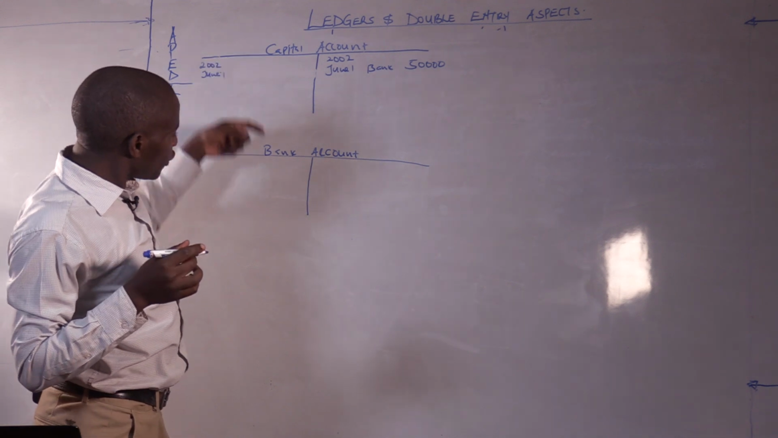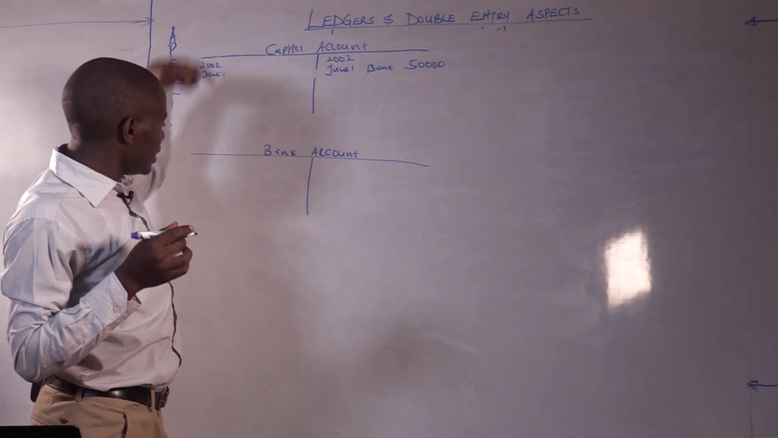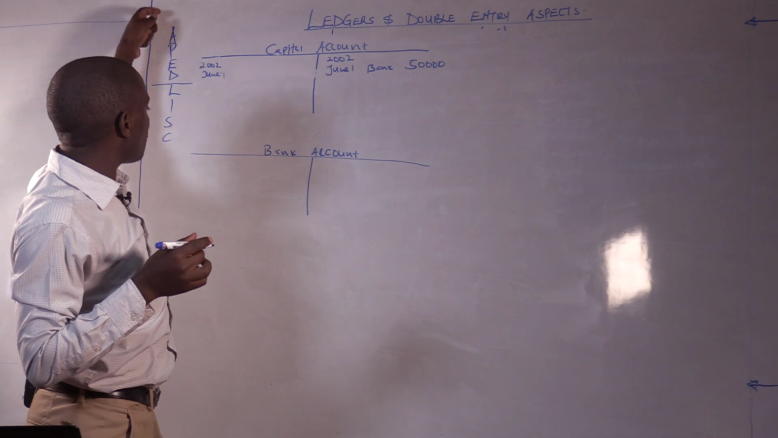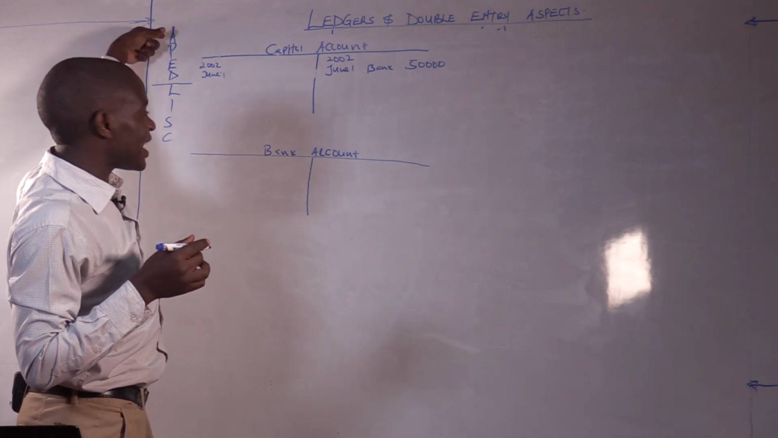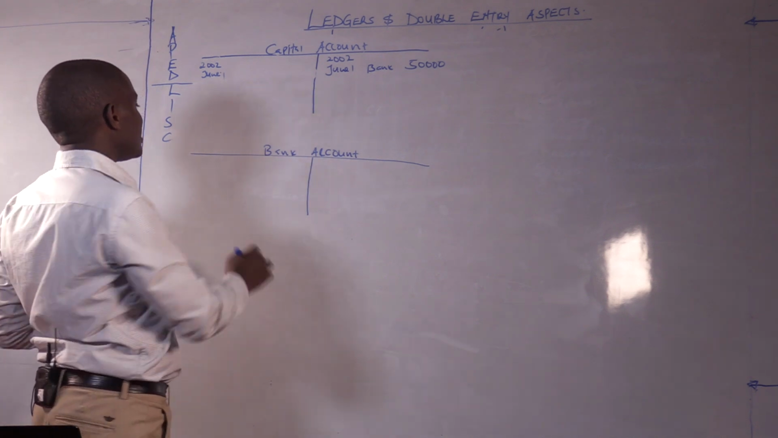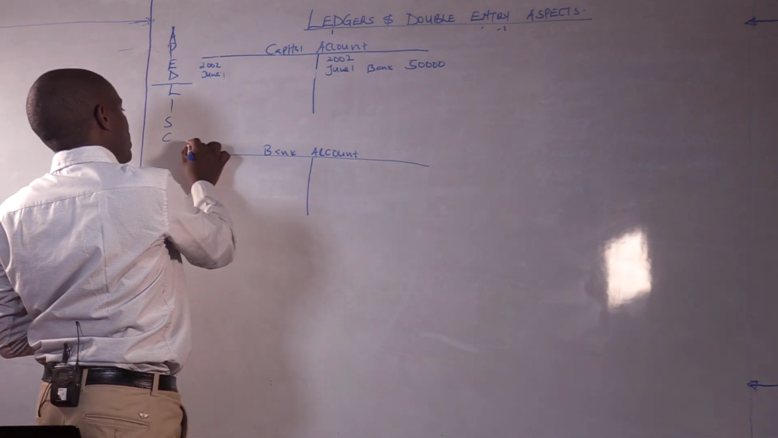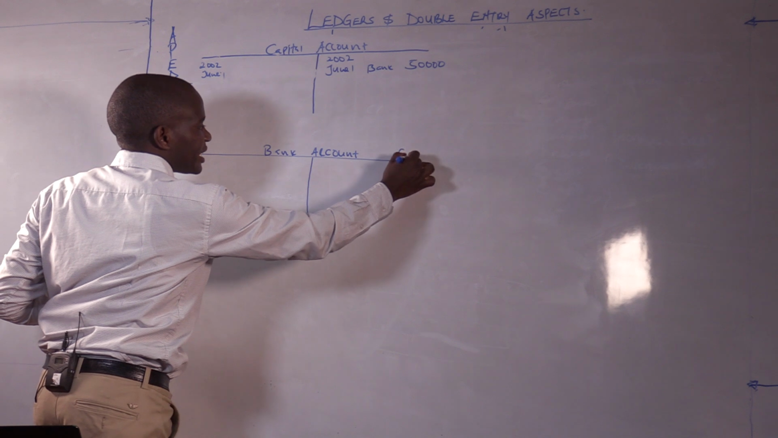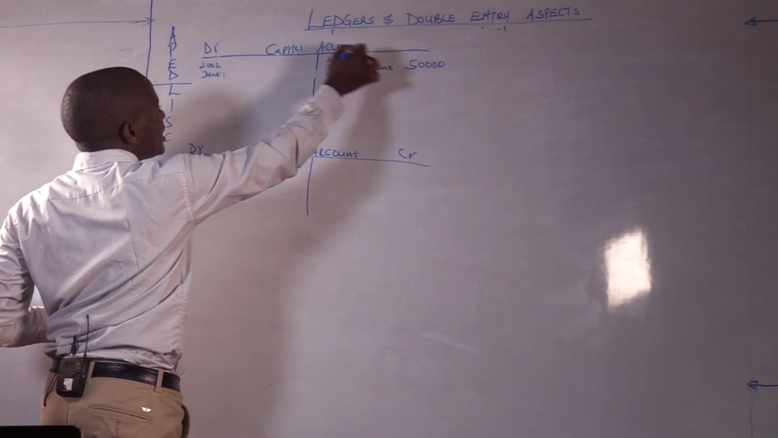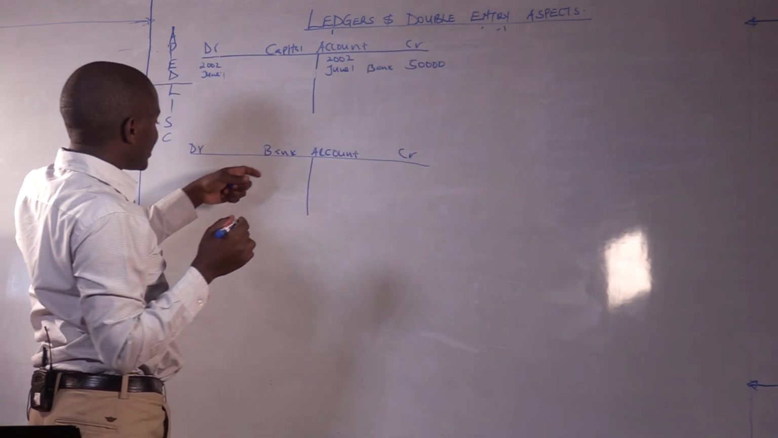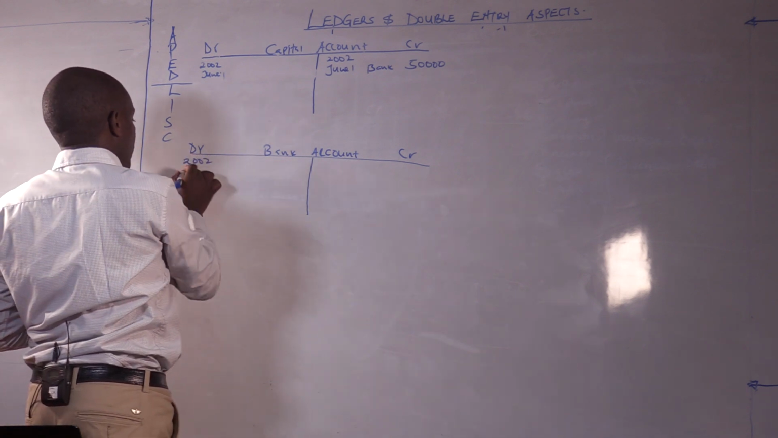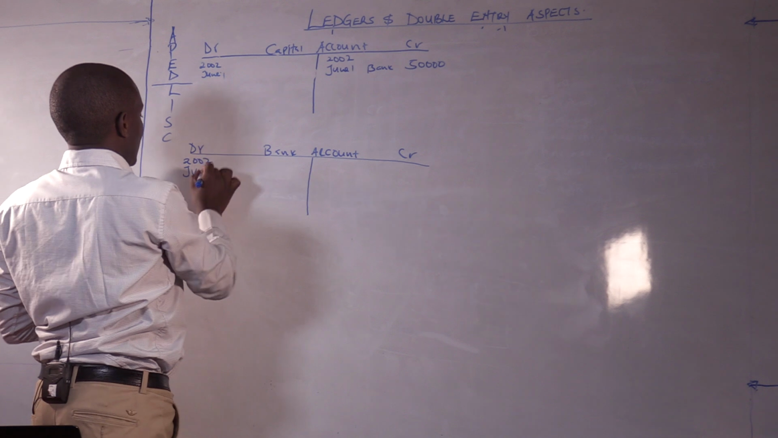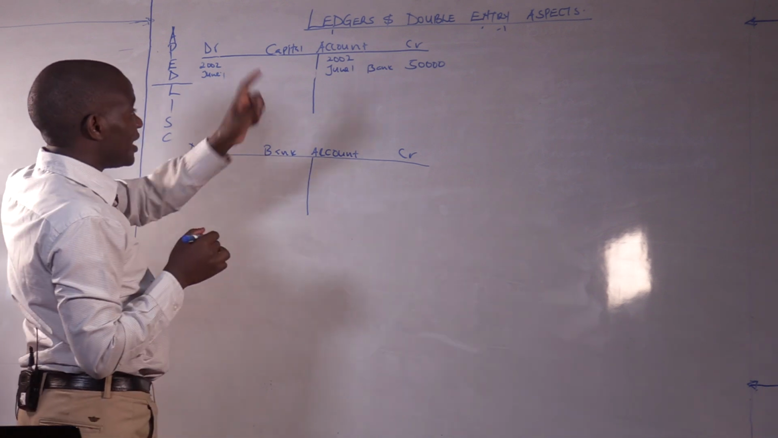For the bank, we say that capital is given to the bank, and therefore the bank will be increasing, and bank is an asset. So whenever the asset increases, we usually do what? We usually debit. Don't forget, this is the debit side and this is the credit side. So here we shall have 2002 June 1st. The date is the same.